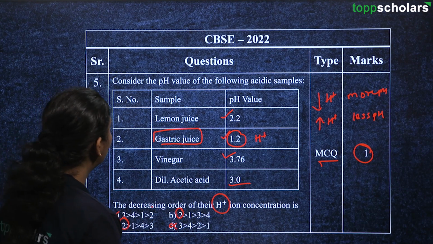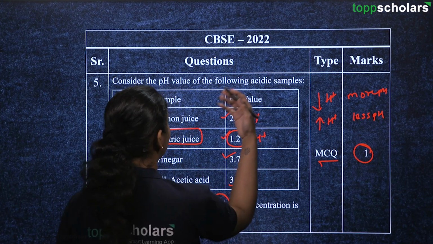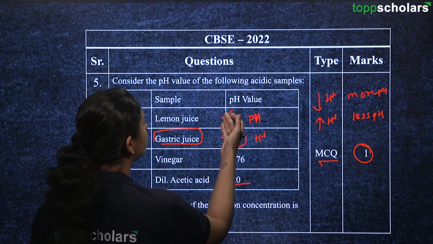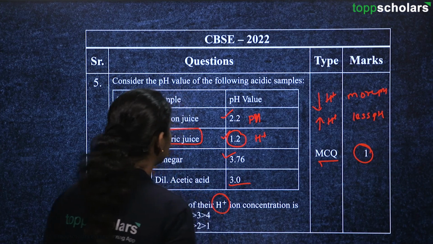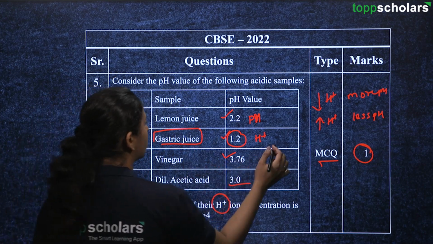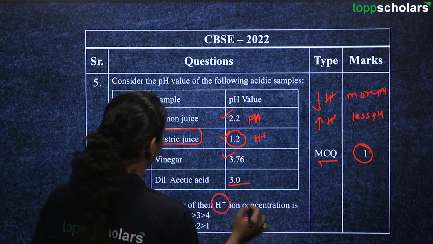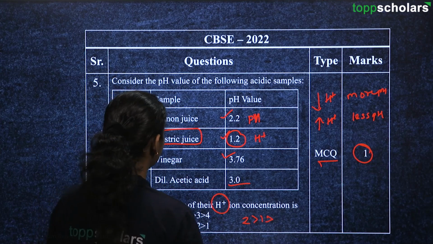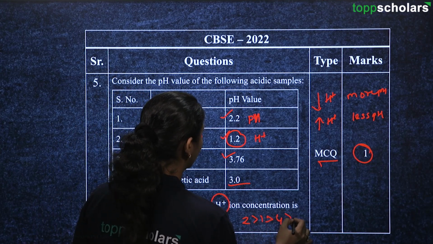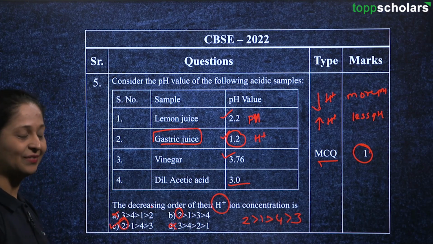Okay. Followed by your lemon juice. Lemon juice is having next level pH. So compared to the gastric juice, it will be having less H plus ions. But compared to the dilute acetic acid, lemon juice will be having more. So your options comes out to be 2 will have more, followed by 1. Okay, this is given in both the options. Then you have dilute acetic acid 4 followed by 3. So the correct answer comes out to be option C.